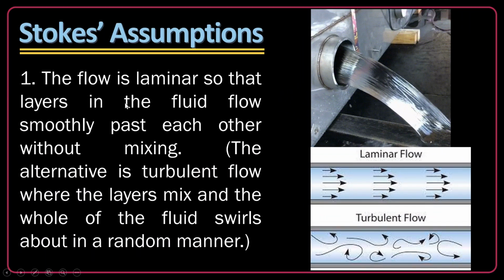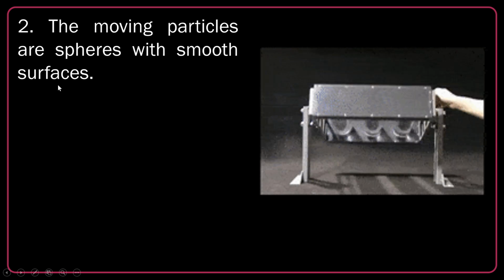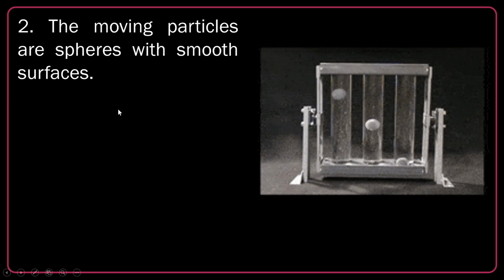Stokes' assumptions. Number one, the flow is laminar, so that layers in the fluid flow smoothly past each other without mixing. The alternative is turbulent flow, where the layers mix and the whole of the fluid swirls about in a random manner. So forget about turbulence. It is just laminar flow. Number two, the moving particles are spheres with smooth surfaces, as I mentioned, just a spherical shape.